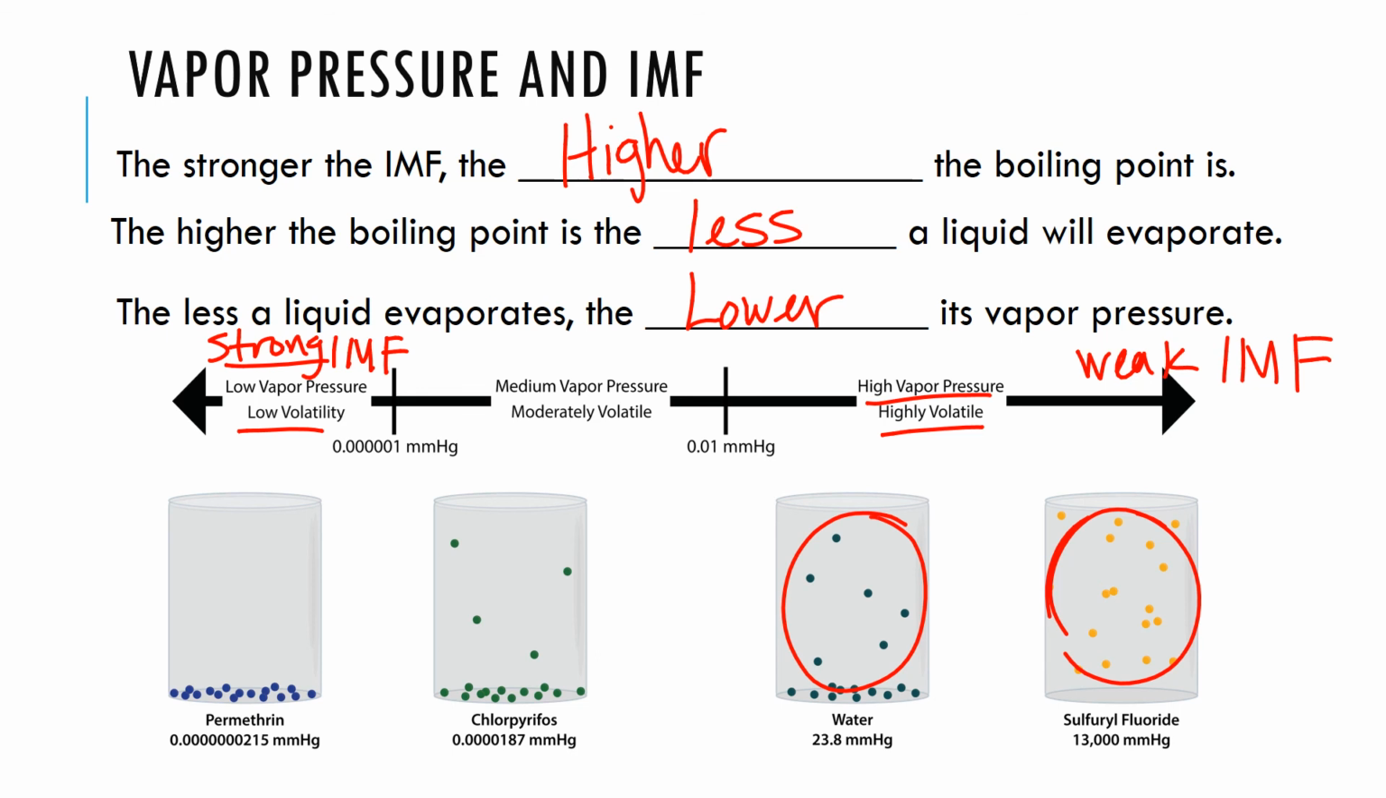All right, so we can see here the more evaporation that occurs. So as we go across here, we're getting less and less evaporation. The more evaporation that occurs, the higher the vapor pressure. And the stronger the intermolecular forces, the less evaporation you will get.